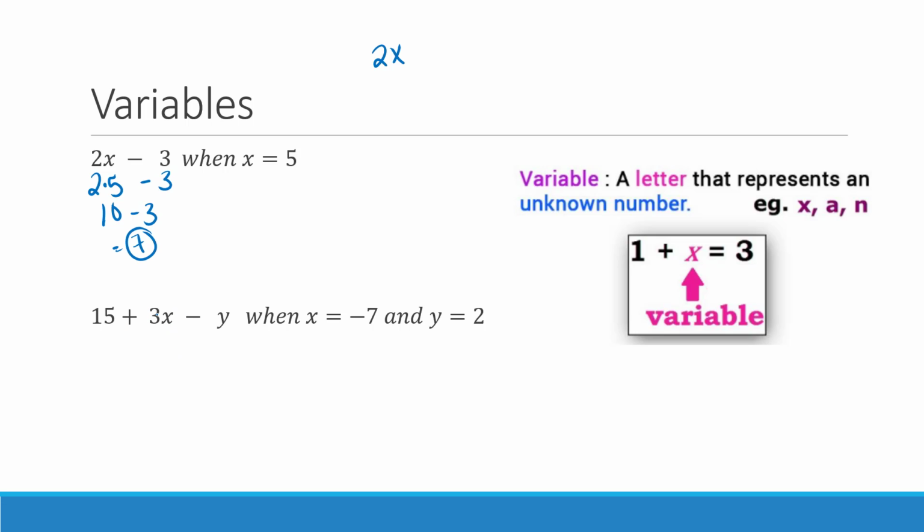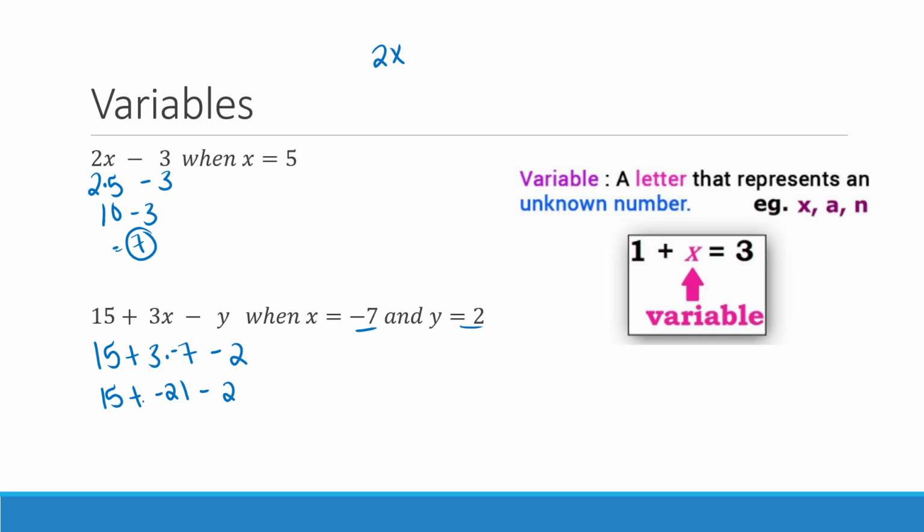Let's look at another example. Again, I'm going to take these two and I'm going to plug them in every time I see x, and then I'm going to plug in 2 every time I see y. So this means 15 plus 3 times x, which is negative 7, and then minus 2. Order of operation tells me I need to do that multiplication first. So this is 15 plus negative 21 minus 2.